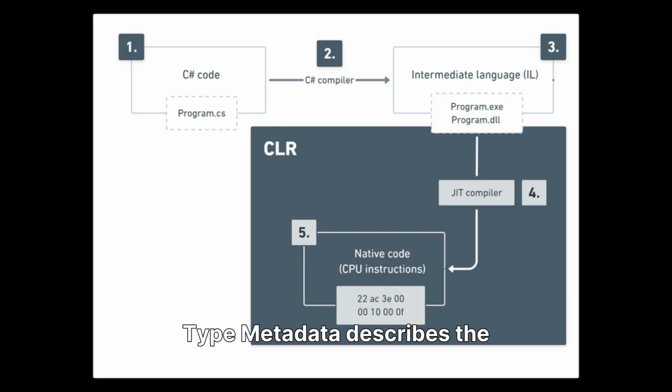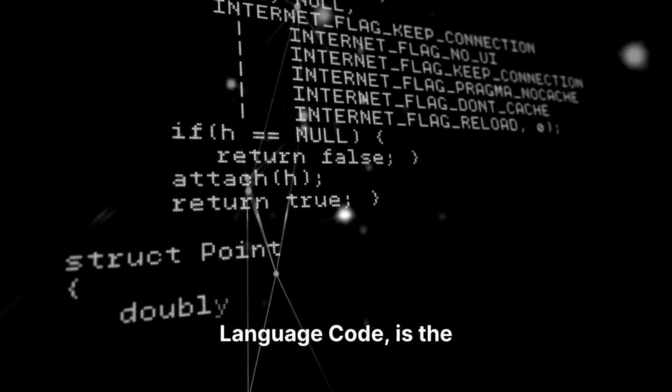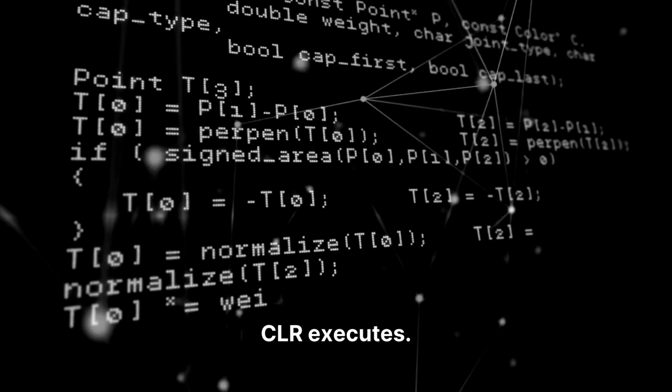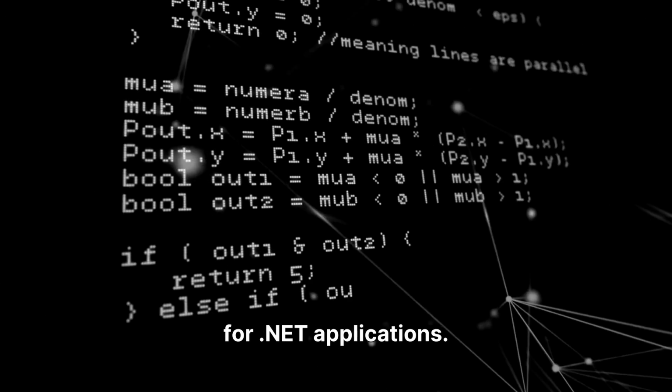Type metadata describes the types within the assembly and maps their implementations. This ensures the Common Language Runtime, or CLR, knows how to use your code. MSIL, or Microsoft Intermediate Language code, is the compiled code that the CLR executes. It's the universal language for .NET applications.